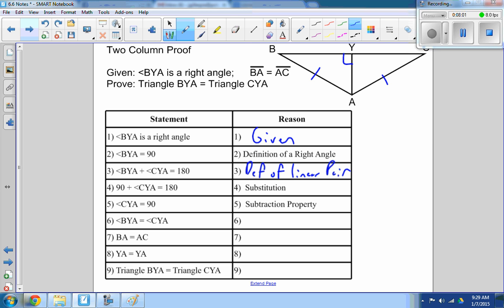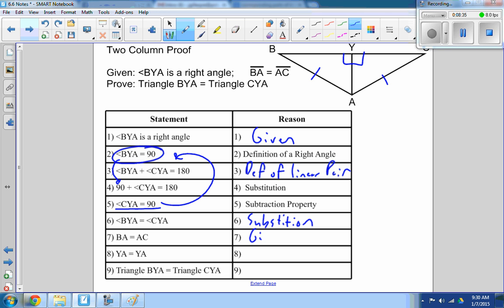So we can do a little bit of substitution. I can substitute that 90 in for BYA. I can then do subtraction, get CYA equals 90 degrees. So I now proved that's a right angle. And thus, I've proved these two angles are congruent. I can do that again by doing some substitution. Substitute the CYA in there for 90. And I've proved they are congruent.